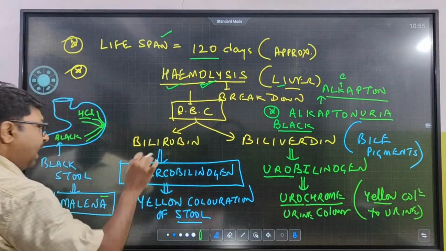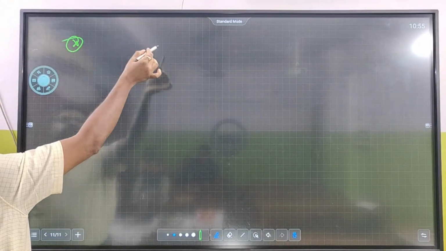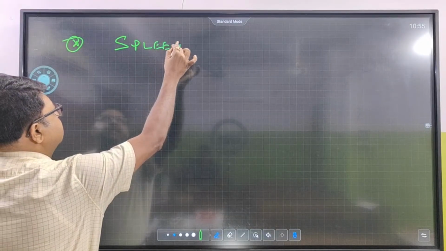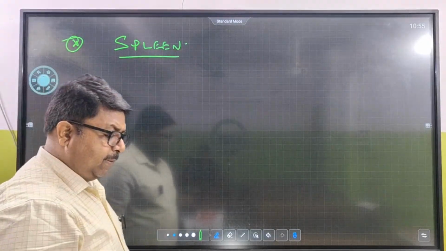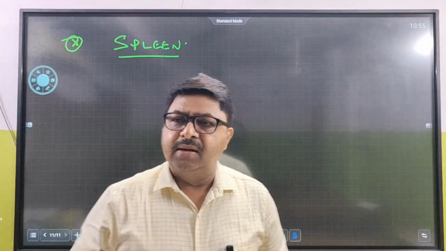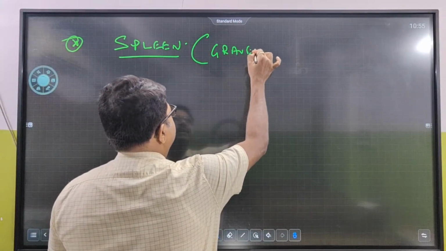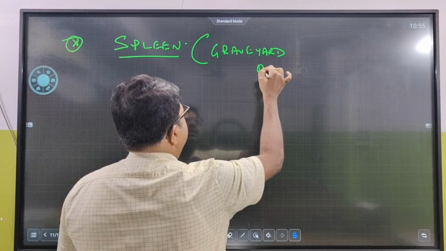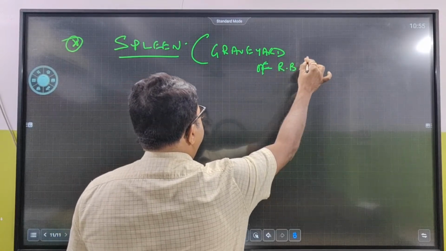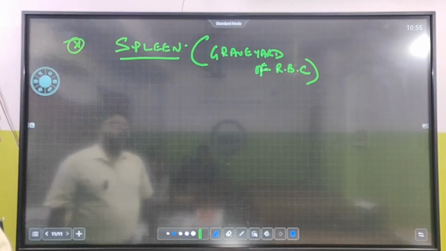It's liver. But after death, what is going to happen? After death of this RBC, this dead RBC is going to be reserved where? Inside spleen. So spleen is called the graveyard of RBC. Is this clear? Fine. So that is it.